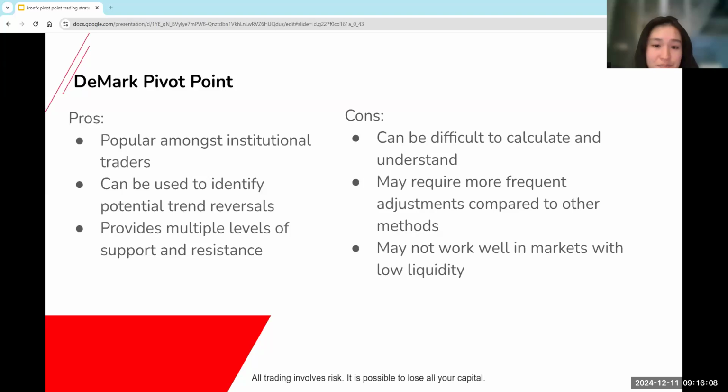on historical data. Of course, they're not always accurate since they are based on past data, and may not always predict future price movements. So that's why, as I mentioned earlier, you do need to combine pivot points with other technical indicators like your RSI, MACD, in order to confirm the signals.